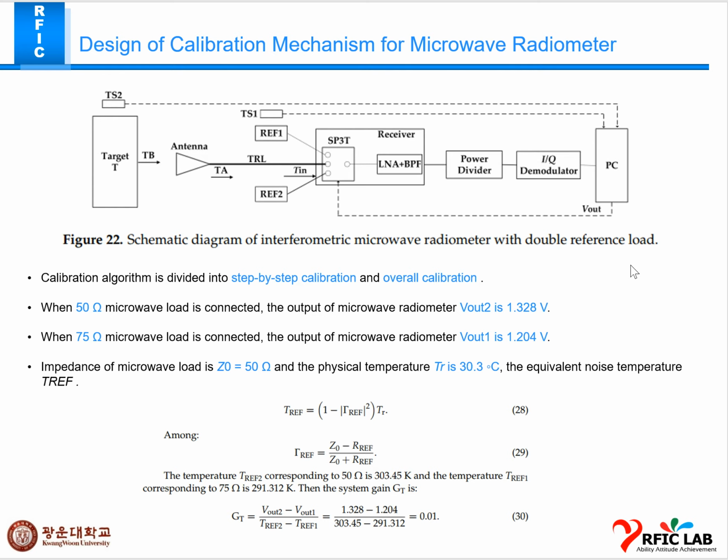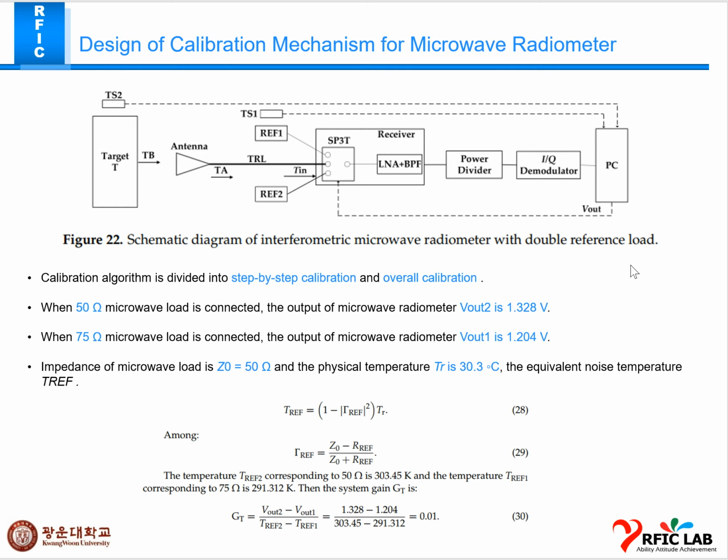The impedance of the microwave load is 50 and the physical temperature TR is 30.3 degrees Celsius. So the equivalent noise temperature T reference has a formula of T reference equals 1 over T reference squared multiplied by TR. Among this, we have the impedance. T reference can also be calculated by using this formula: impedance times TR upon impedance plus reference.